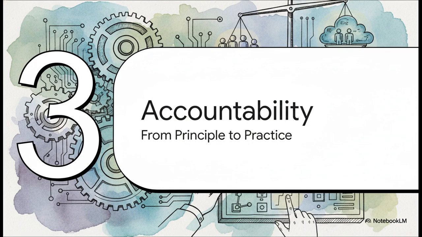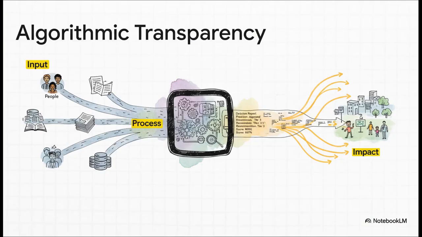So we've got these principles, we're talking to stakeholders, but how do we make any of this stick? How do we make sure that when things go wrong, and sometimes they will, someone is actually held responsible? That's where you need a solid accountability framework. And the absolute foundation of that framework is algorithmic transparency. It just makes sense, right?